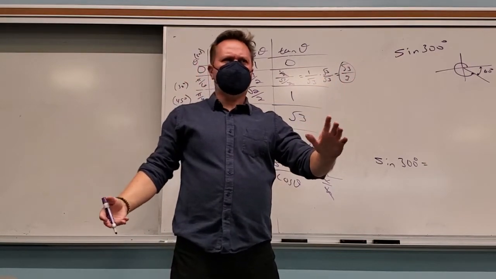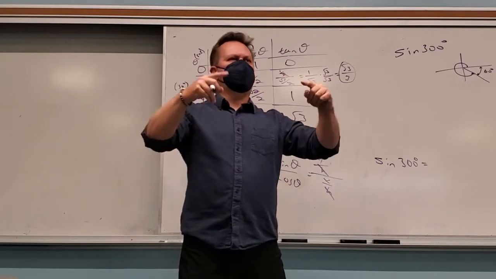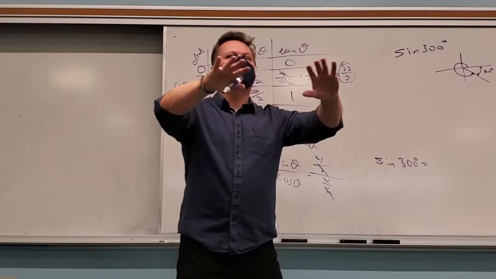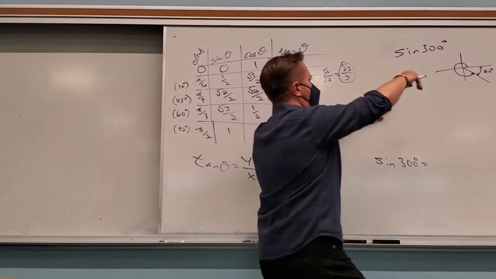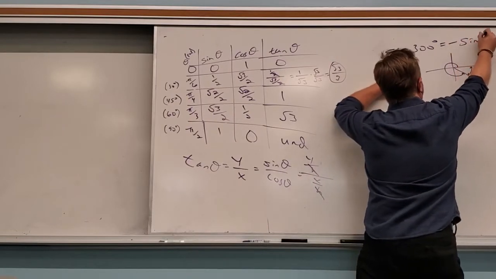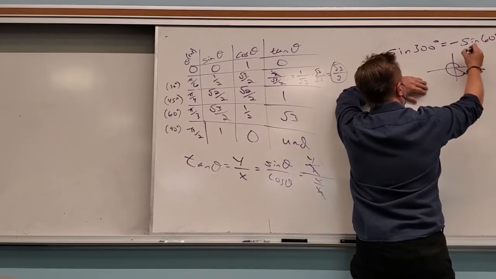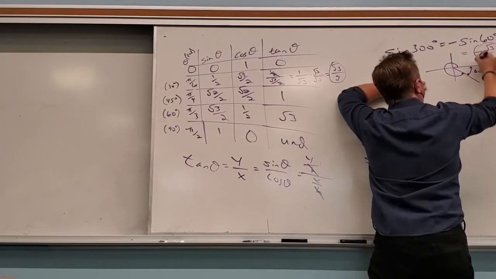Do you start to understand, if you know SOHCAHTOA, that doesn't do much for you here. If you know sine likes y, cosine likes x, so much more makes sense. So this will be negative sine 60, and what's sine 60? It's root 3 over 2. Shebang.